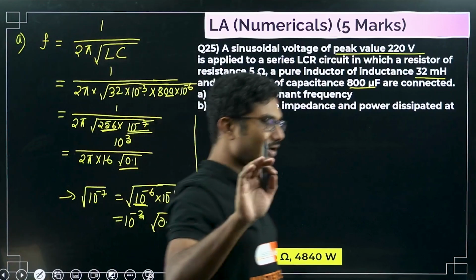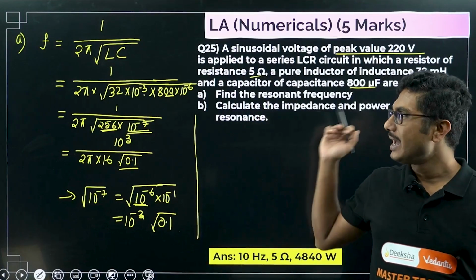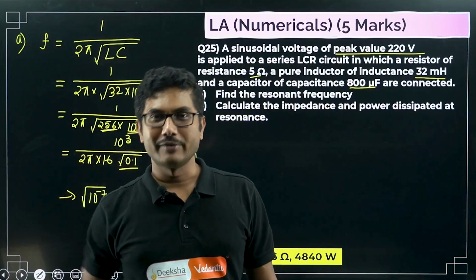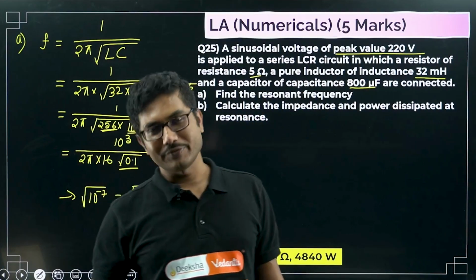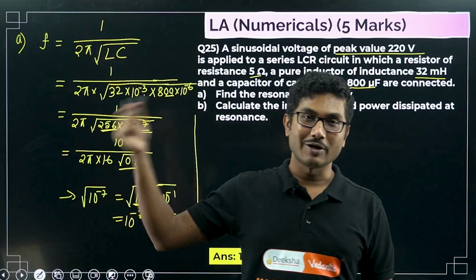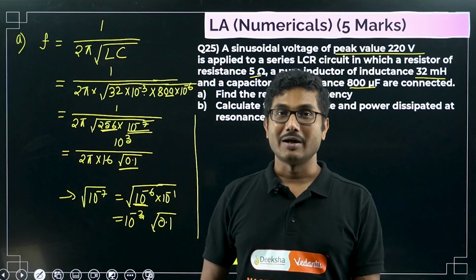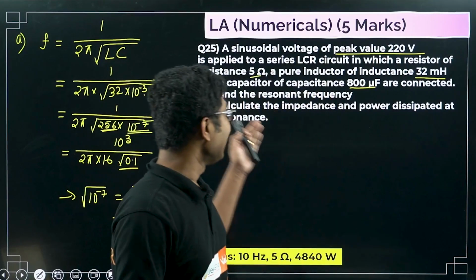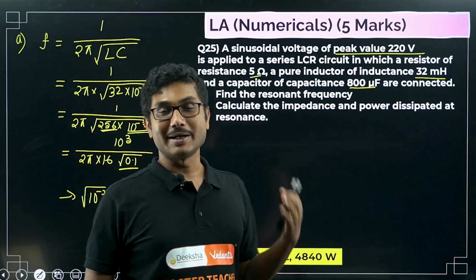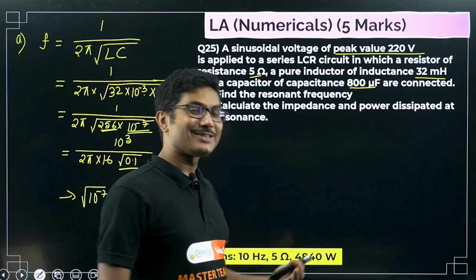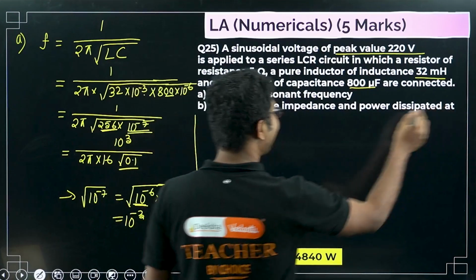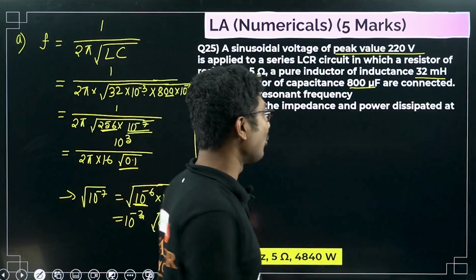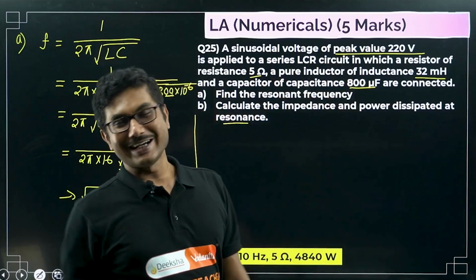In all cases of AC related problems, this pi creates a problem. Generally they don't give you in terms of angular frequency. If they give you in terms of angular frequency, definitely the pi value is no longer required, so the problem is super easy. But other than this pi factor, if you see this problem, your eyes should light up. Why? Because we have to calculate the impedance and power dissipated at resonance, so both are to be calculated at resonance.